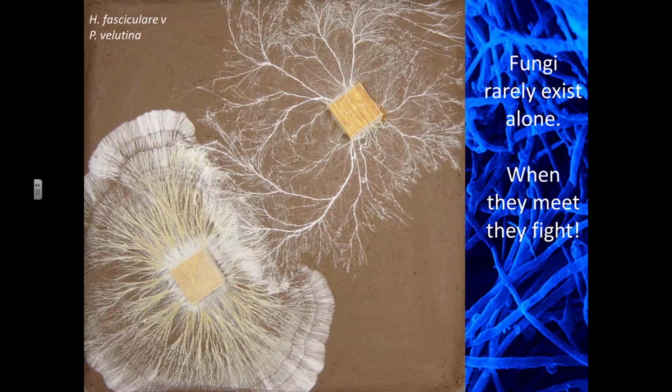Anyway, just to get you into the swing of things, this is a tray of soil, straight from the woodland, about 24 by 24 centimetres. Blocks of wood, this one was colonised by Phanerochaete velutina, this one by the sulfur tuft fungus, Hypholoma fasciculare. They grew across the surface of the soil, and they met about there. And then they fought. And you can see that Phanerochaete is winning.